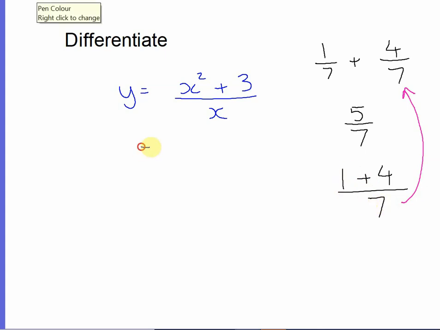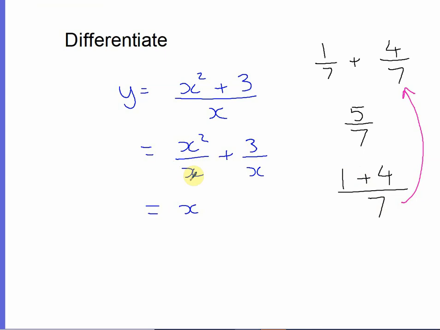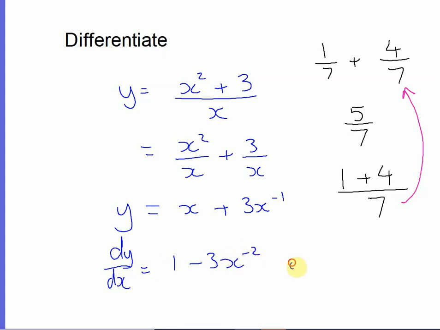So if we do that, we get x squared divided by x plus 3 divided by x. We've split the denominators. Anything squared divided by itself is just an x, so like 3 squared divided by 3 is just 3, for example. And this is x to the minus 1. This is now in the form x to the n. We can differentiate, so dy by dx would be equal to 1 minus 3x to the minus 2, or for those diligent pupils out there, it's 1 minus 3 over x squared.